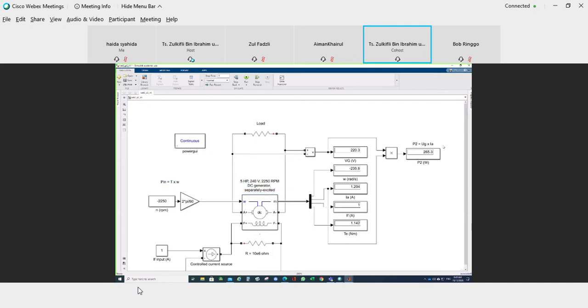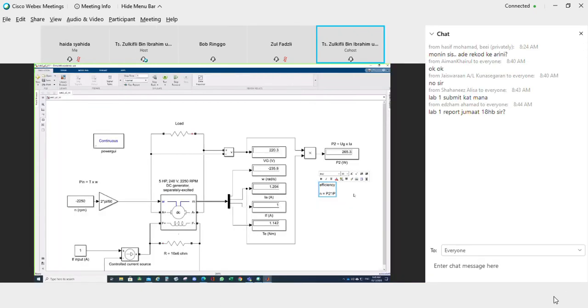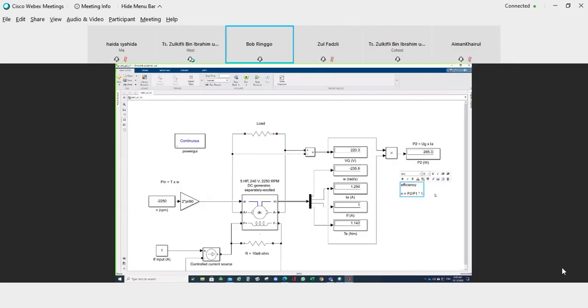So ini, dan if you get dekat situ saya nak tambah lagi lah. Kalau saya cerita kat sini, ini untuk efficiency kan, so equation eta sama dengan P2 divided by P1 kan? Betul? Divided by P1 times 100. So this is your P2 divided by P1 at this rate.